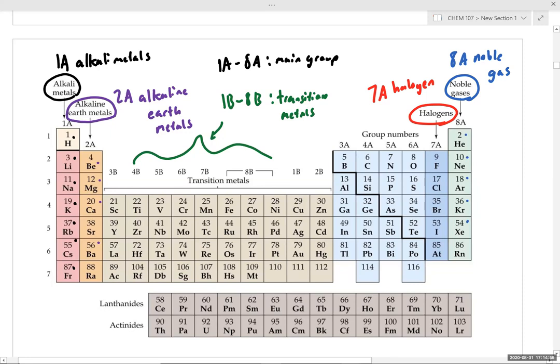I was confused. So these group names and numbers indicate that every element in this column has similar properties and reactivity. Got it. Thank you so much. Yep, no problem at all.